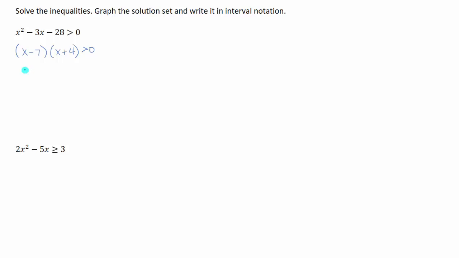And so then I have critical values of 7, because x minus 7 equals 0 would give me x equals 7, and negative 4, because x plus 4 equals 0 gives me x equals negative 4. So I'll go ahead and place those critical values on the number line. Be careful to put them on the number line in the order that they actually appear. We wouldn't want to put the 7 here and the negative 4, that ends up causing problems for us.